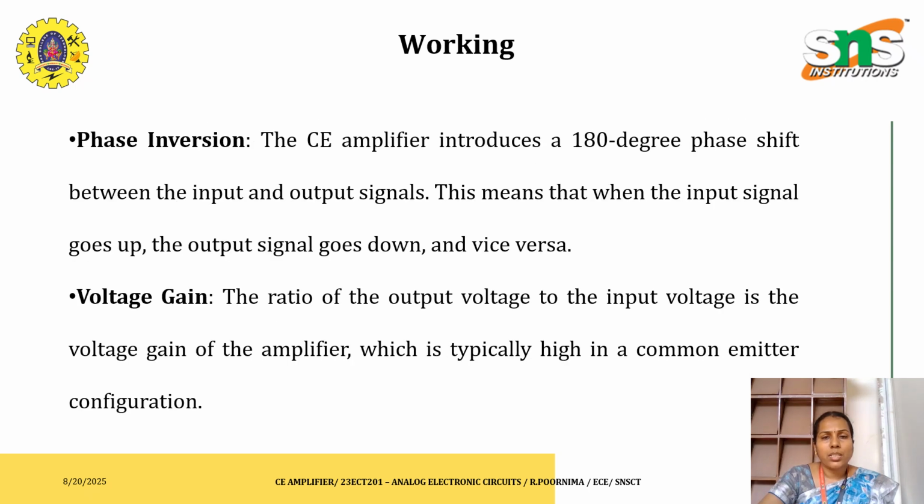Next is the phase inversion. The CE amplifier introduces a 180-degree phase shift between input and output signal. So when the input signal goes up, the output signal goes down and vice versa. Next is the voltage gain, which is a very important parameter. Here the ratio of output voltage to input voltage is the voltage gain, which is high in the common emitter configuration, so it is the most used configuration for the amplifier.